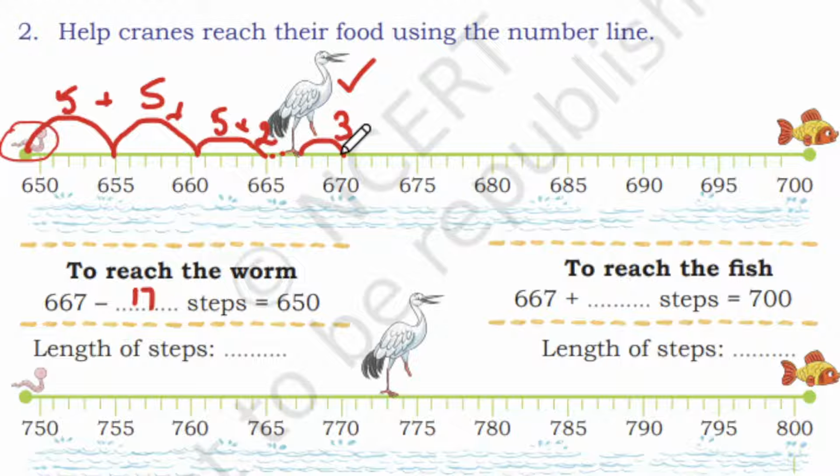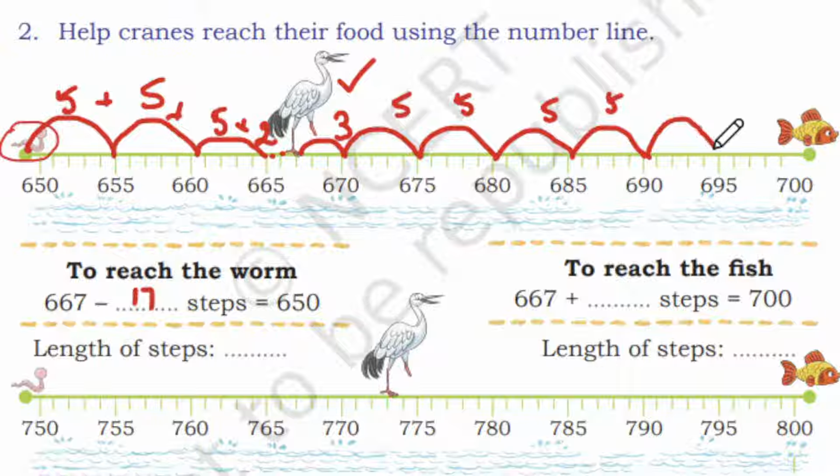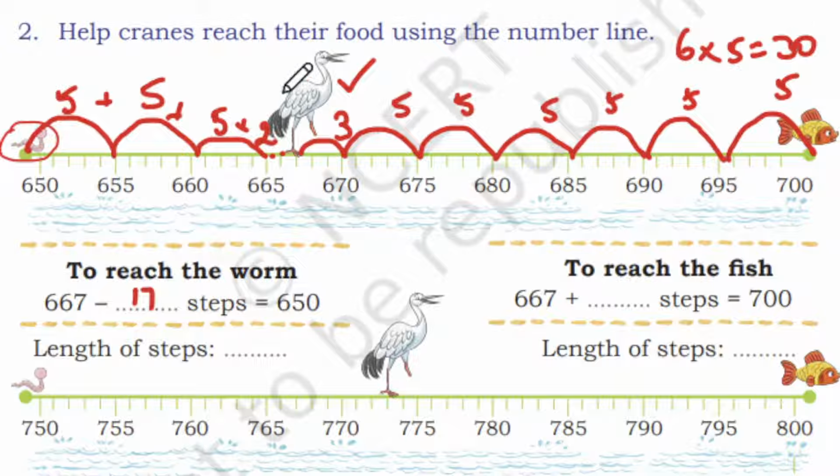So 1, 2, 3, we have 3, and then 670 to 675 we have 5 steps, 675 to 680 one more 5, 680 to 685 one more 5, 685 to 690 one more 5, 690 to 695 another 5, 695 to 700 one more 5. So how many 5s do we have? 1, 2, 3, 4, 5, 6. So 6 times 5. 6 fives are 30. So we have 3 here. 30 plus 3 is 33.